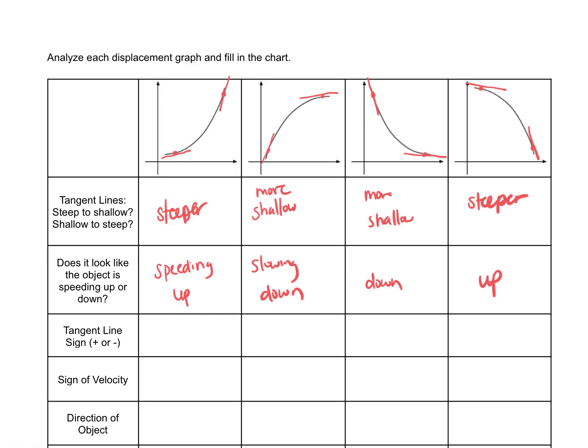Okay, now let's look at the tangent line sign. So is it a positive tangent line or a negative? In the first two, they are both positive lines. They are increasing. The last two, they are decreasing. The sign of the velocity. Remember, velocity is the rate of change of the displacement. This means that velocity is the derivative of this displacement graph, and the derivative represents the slope of the tangent. So because my tangent lines are positive in the first two, so is the sign of the velocity, and the tangent lines are negative for the last two, so the velocity is negative as well.